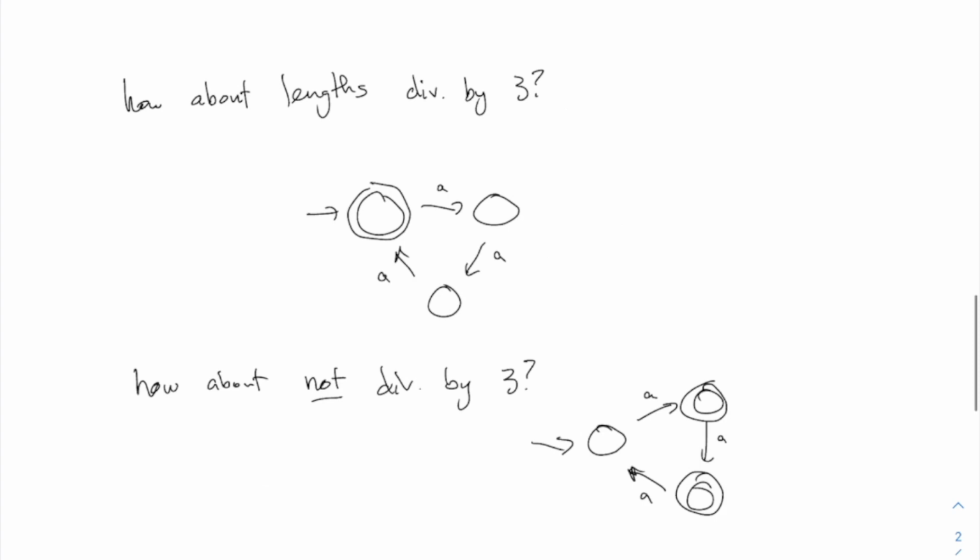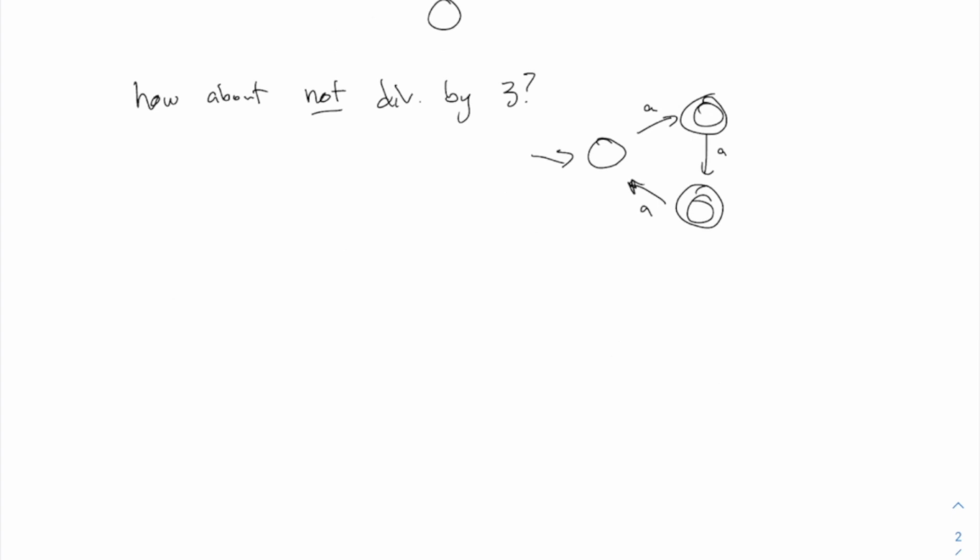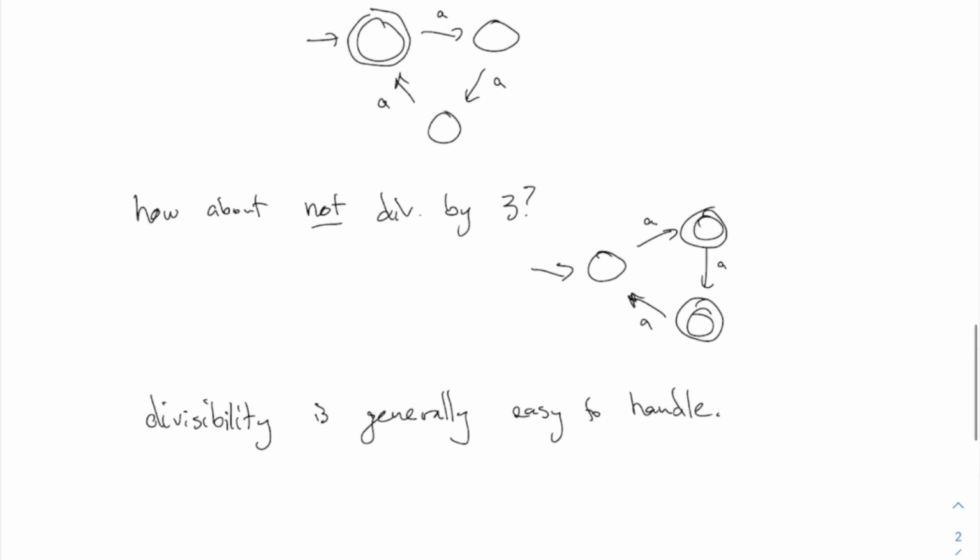How about not divisible by 2 or 3? You can do that too. It's not so hard to combine those 2 things. I don't need to go into the details about this. So could I just say, like, generally speaking, divisibility is generally easy to do, right? Like, how about strings which are divisible by 8?